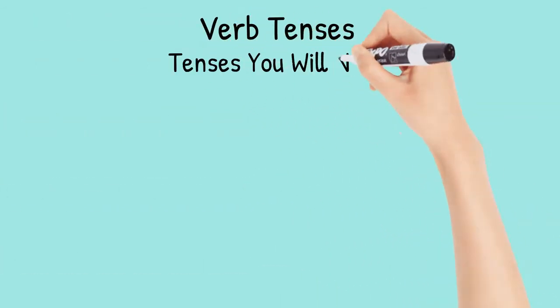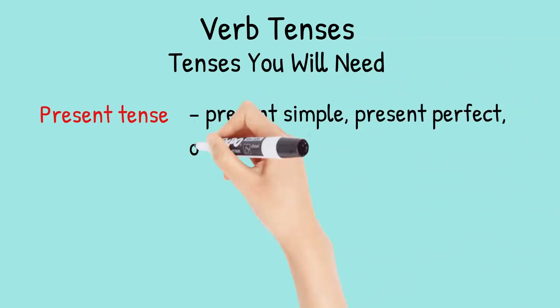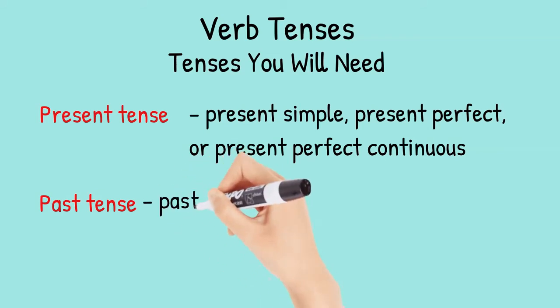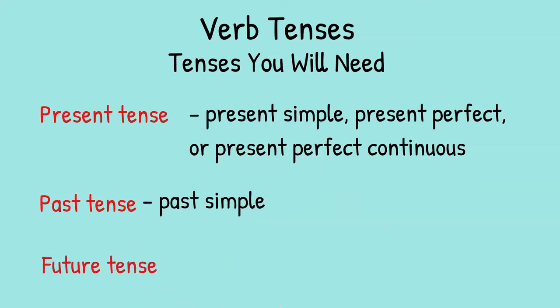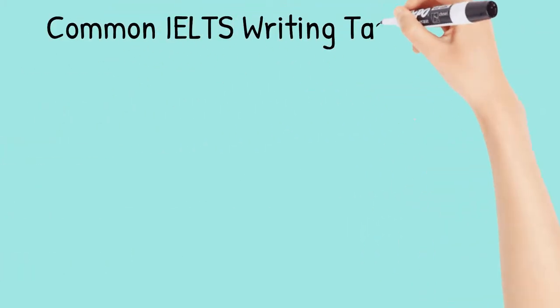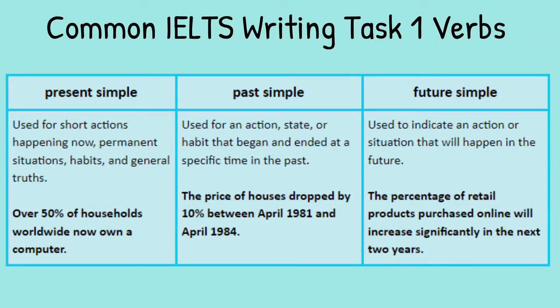The tenses you are most likely to need are present tense, present simple, present perfect or present perfect continuous, past tense, which could be past simple, and future tense for future simple or the future perfect. We will now look at some of the explanations of these verb tenses and examples from Task 1 essays. Firstly, let's look at present simple, past simple and future simple.